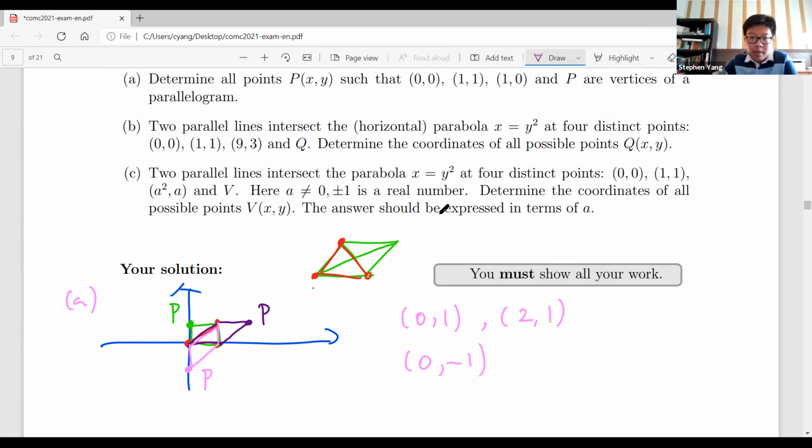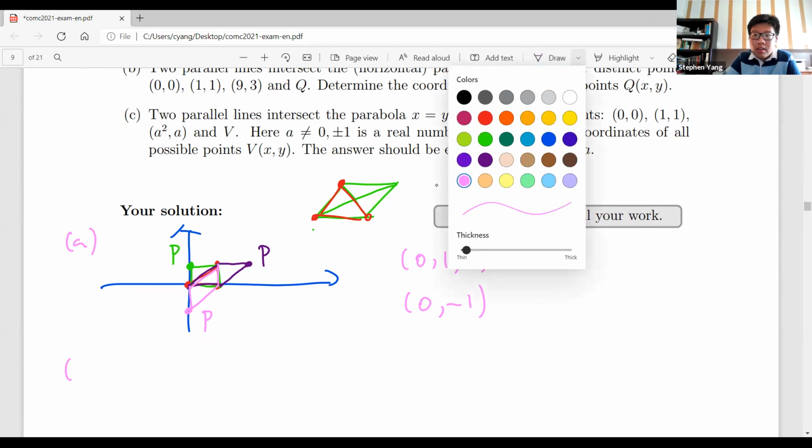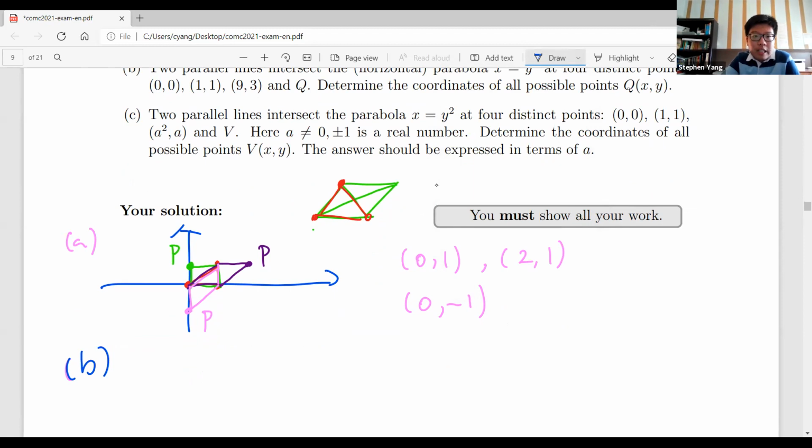Okay, now let's look at part B. Two parallel lines intersect the parabola x equals y squared at 4 different points, such that these 2 lines are parallel. Okay. So let the coordinate of point Q be, since this is on the parabola, (q squared, q). So let this be point Q.